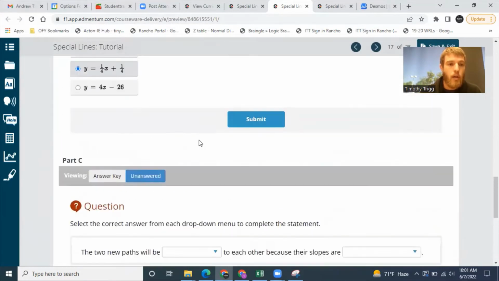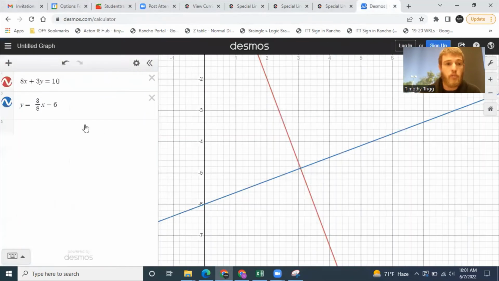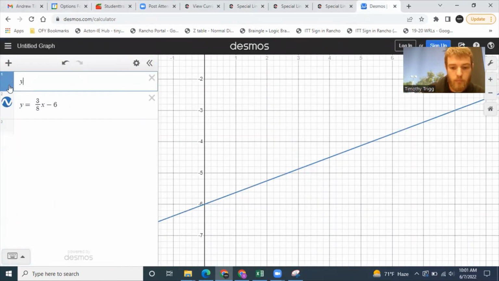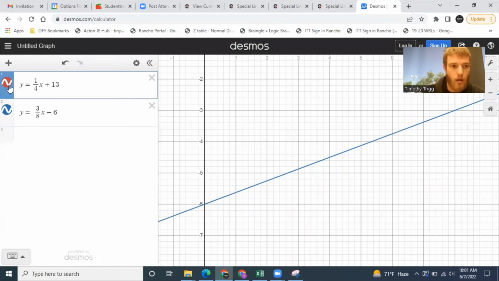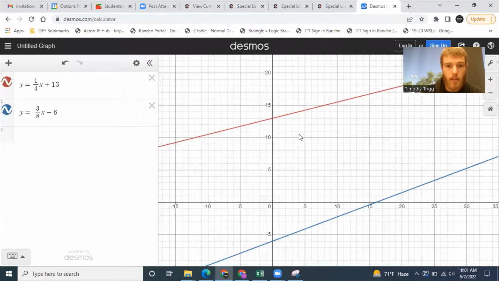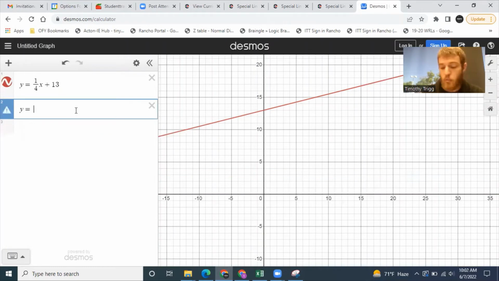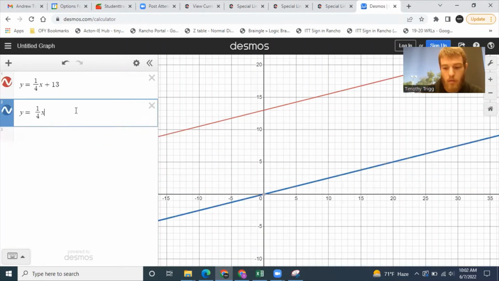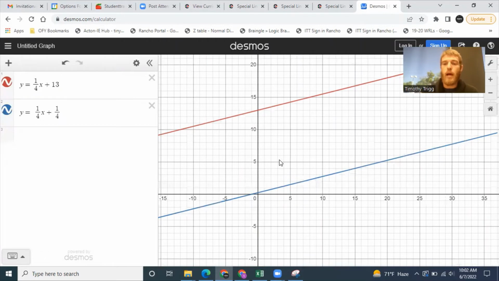Now, I want to show you something here. We're going to go ahead and graph these two lines on Desmos. So y equals 1/4 x plus 13. All right. And so that's up here. Okay, that's the red line. And then the other equation was y equals 1/4 x plus 1/4. What do we notice about these two lines?